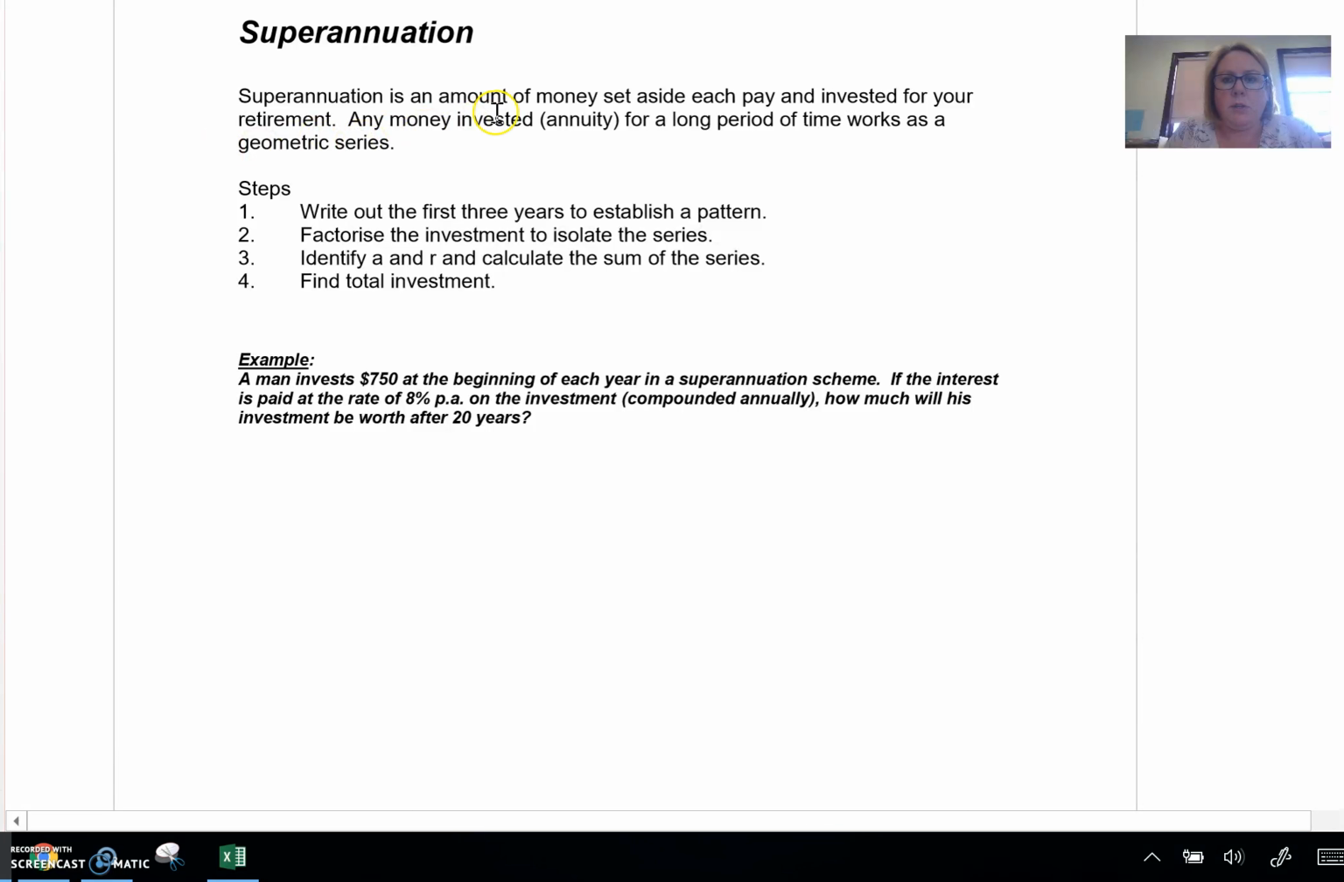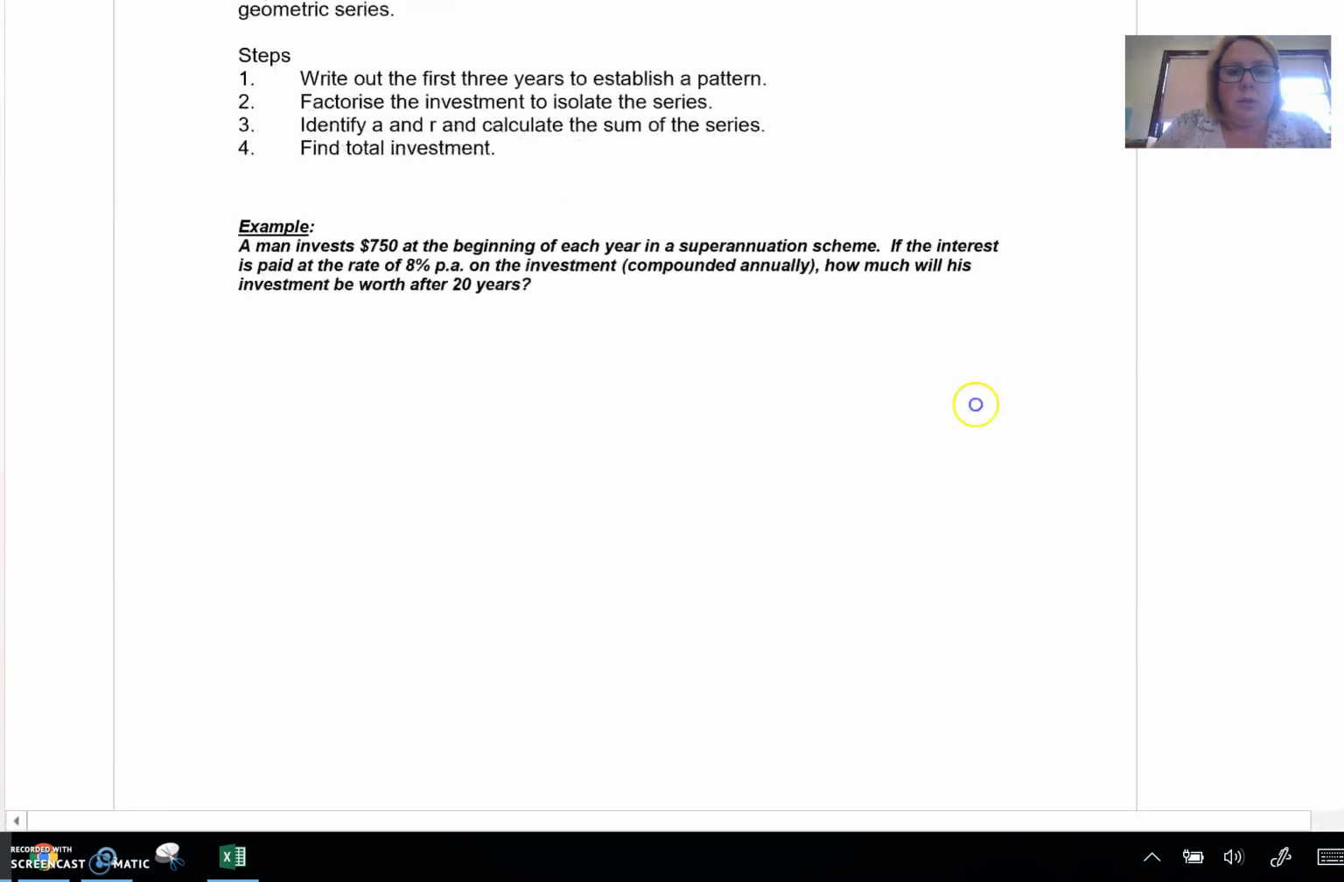Okay, superannuation, as you probably know, is an amount of money that's put aside in your pay each week, and it earns interest, and you're allowed to get it once you retire. We have questions in superannuation in mathematics that end up to be a series question. So this is our application of series. And I'll do a question and then I'll come back to the steps, because each time it is exactly the same. So we'll just have a look at this question.